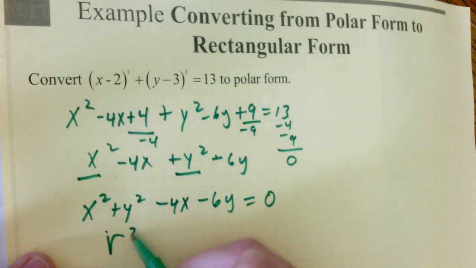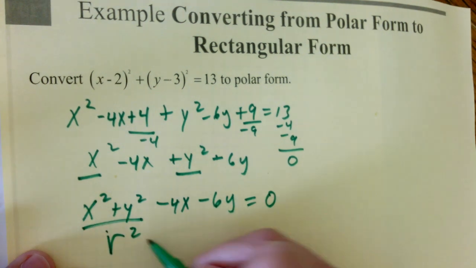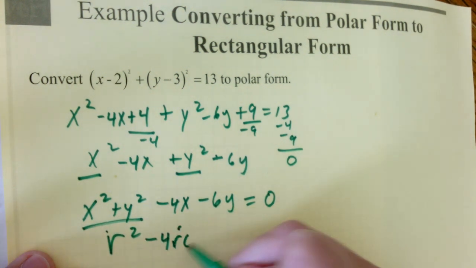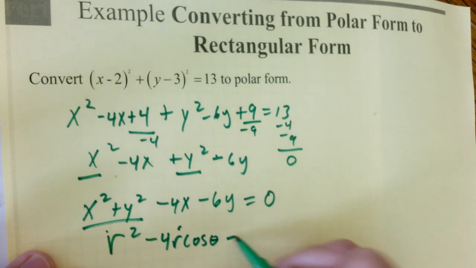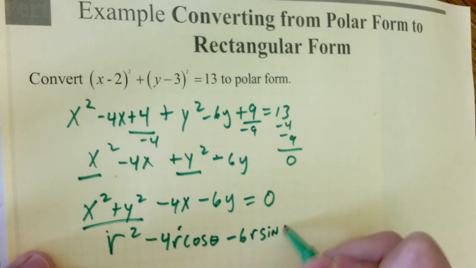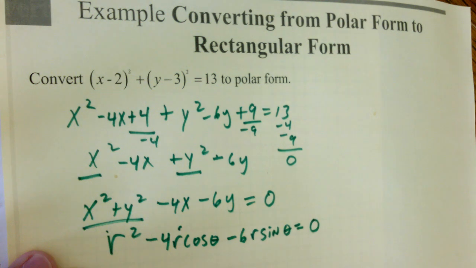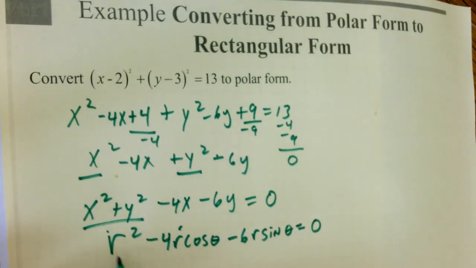This is equal to the radius squared. X is r cosine theta. And y is r sine theta. So we just substitute those in. And then we're going to factor out the greatest common factor, which is r here.